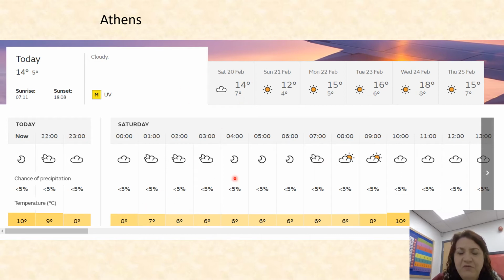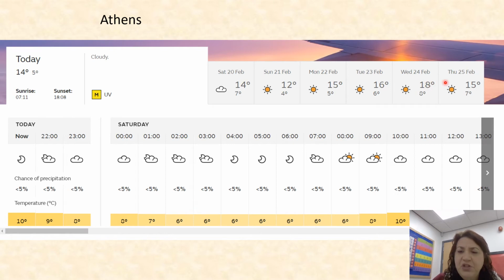We can't see that for the rest of the week, but less than 5% chance of rain. Look at that. And then the individual temperatures for the whole day up here. So precipitation, we will learn this later in the year when we do our next geography topic. Precipitation means rain, snow, sleet, hail, anything wet that falls from the sky is called precipitation. So less than 5% chance.